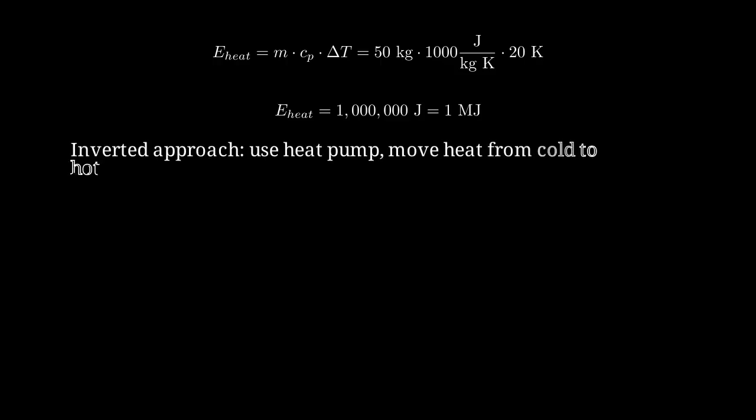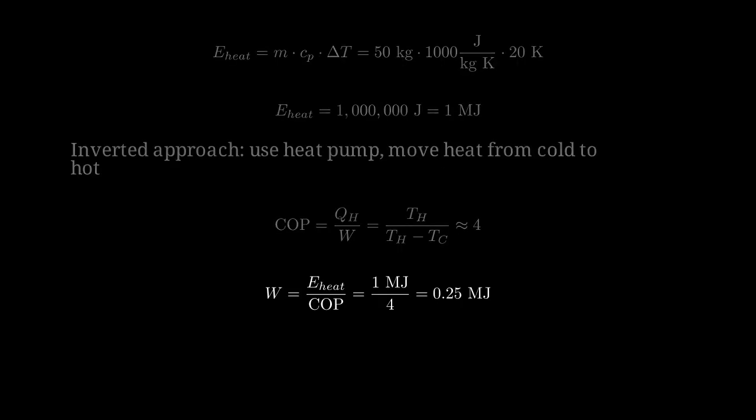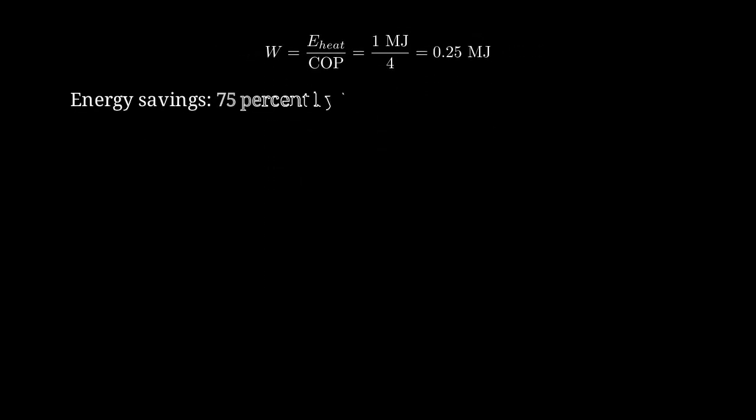The inverted approach uses a heat pump that moves heat from a cold reservoir to a hot reservoir rather than generating heat directly. The coefficient of performance equals heat delivered divided by work input, which equals hot temperature divided by temperature difference. This can be around 4. The work required equals energy needed divided by COP, which is 1 megajoule divided by 4, giving only 0.25 megajoules. This represents 75% energy savings simply by inverting our heating strategy from direct heating to moving heat.